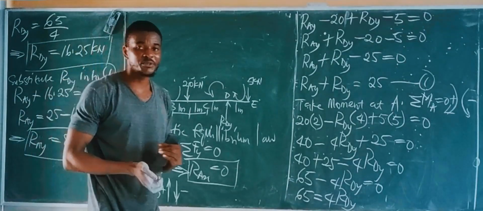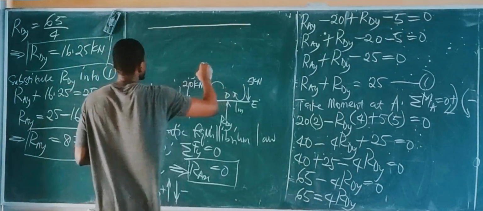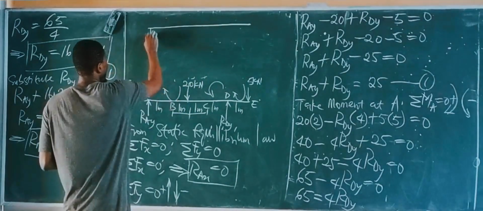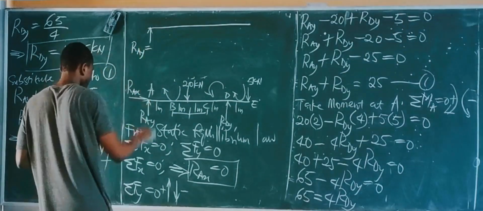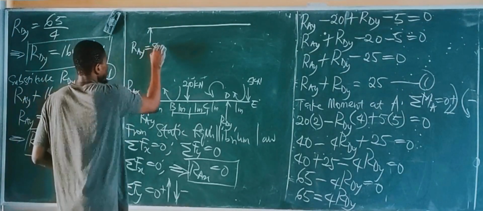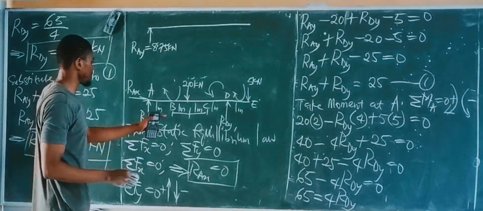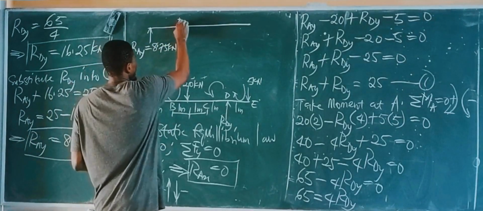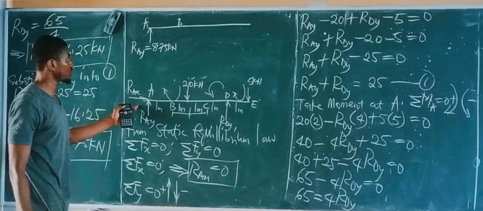Alright, so let's bring out the beam now and see what it becomes. So we have RA already. RAY gave us 8.75 kilonewtons, so we have 8.75 kilonewtons. Okay. Next is point B. This is A. Remember that RAX is 0, so it's completely off.